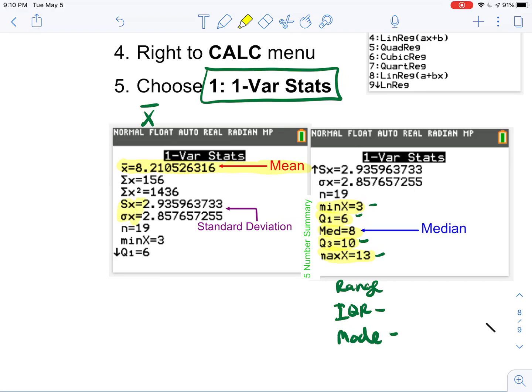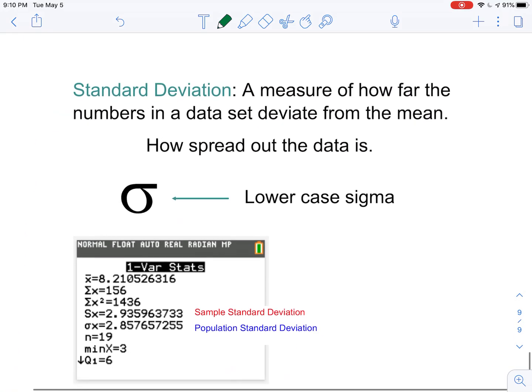Now there's something else on this screen that is going to be important to us, and that's called the standard deviation. Now I have these here. These are the two calculations of the standard deviation. Now one is called our sample standard deviation, one is called our population standard deviation. They should be very similar to each other, just slightly different because they're referencing different populations. Okay, the one that we use in Algebra 1 is SX.